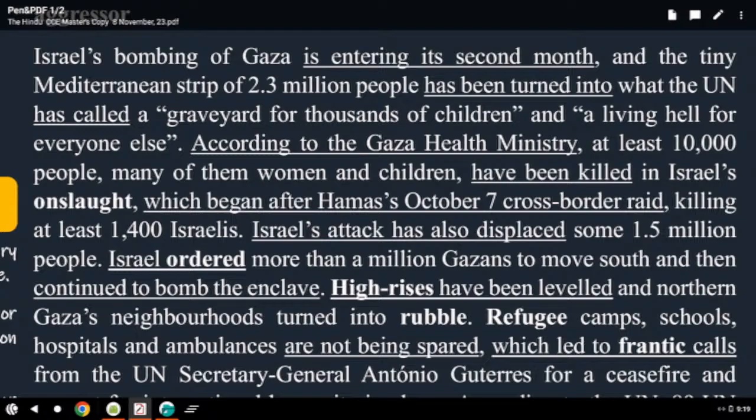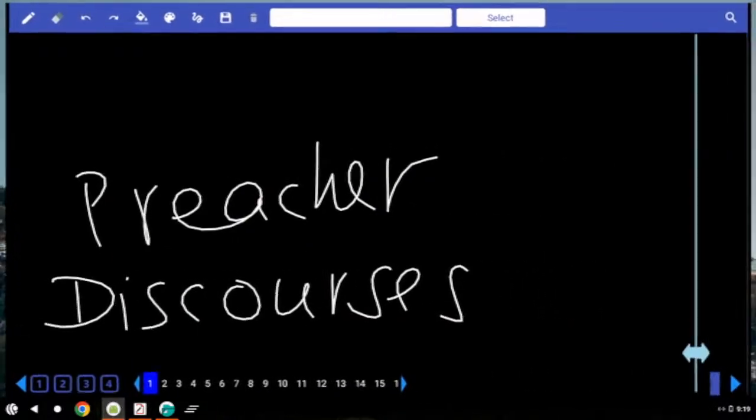Underline living hell. Living hell for everyone else. According to the Gaza Health Ministry. Tell me why have I underlined according to? It's important from the exam point of view. When you talk about other sources, you can say according to. According to the ministry, according to the government, according to him, according to her.